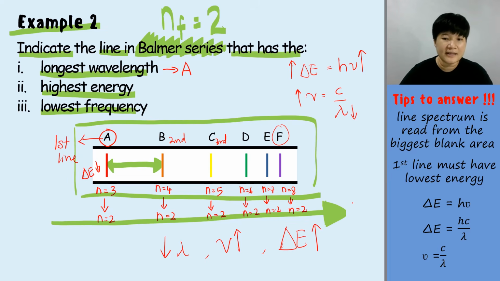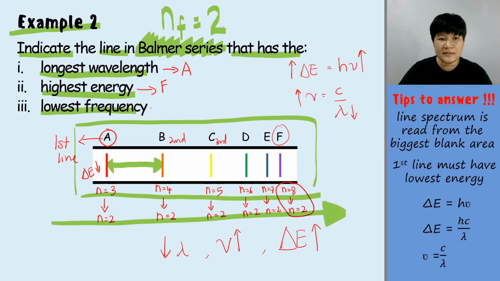Which one will have the highest energy? Highest energy is definitely line F. F will have the highest energy because it's the difference between n equals 8 dropping to n equals 2. So line F will have the highest energy difference.